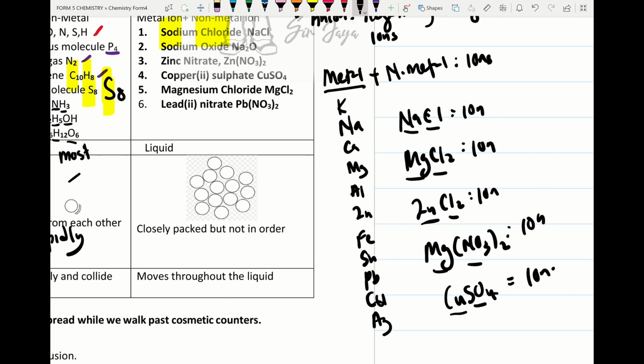So most of these ionic compounds or ions exist as a liquid. The arrangement of the particles will be like this. They are closely packed but not in order. They collide with each other, and they move throughout the liquid.